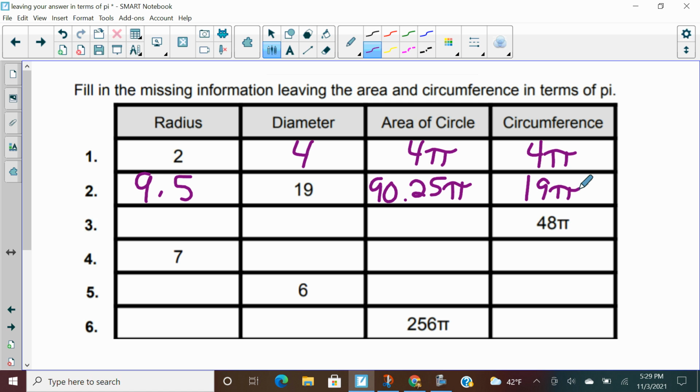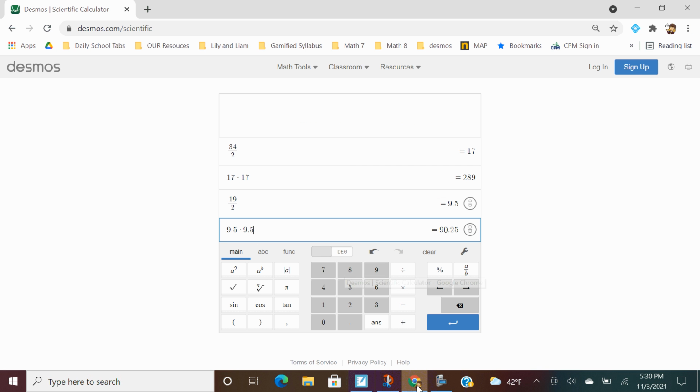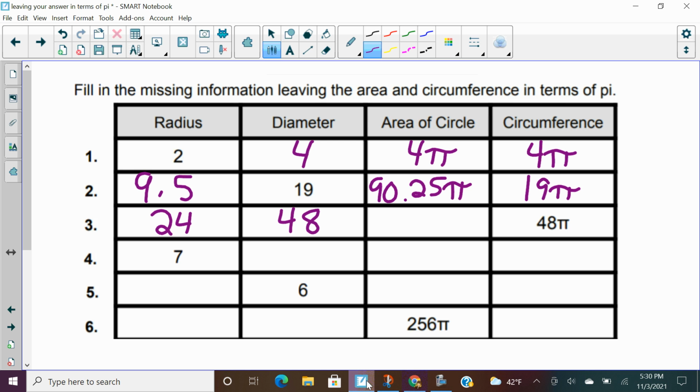The next one I have to work in a different order because I was given the circumference in terms of pi, so I know that the diameter is 48. My radius is going to be 24, because it's half of 48. Area, I do 24 times 24 to get 576. So it's going to be 576 pi.